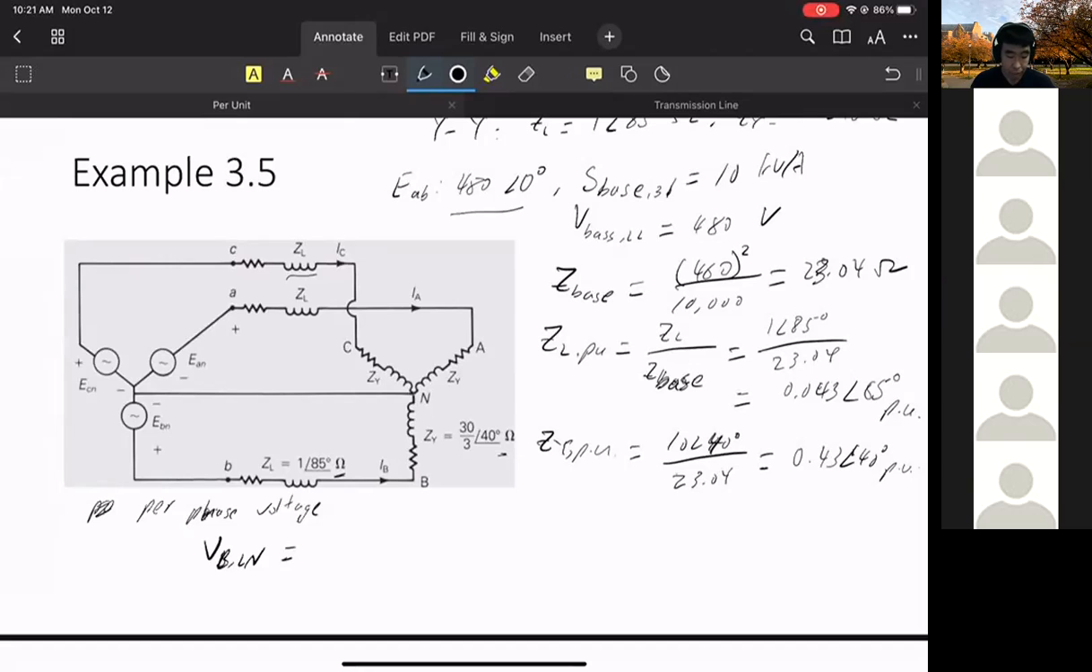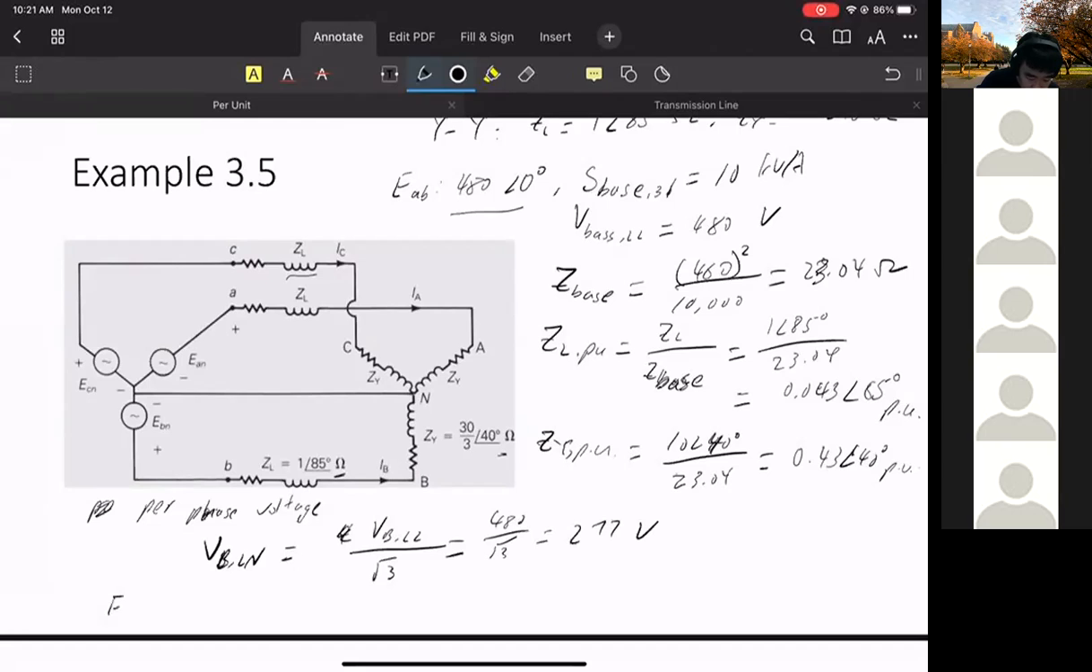Line to line is higher, right? So what we have is the base line to line divided by √3. This gives us the line to neutral base. So we have 480 divided by √3. This gives us 277 volts.